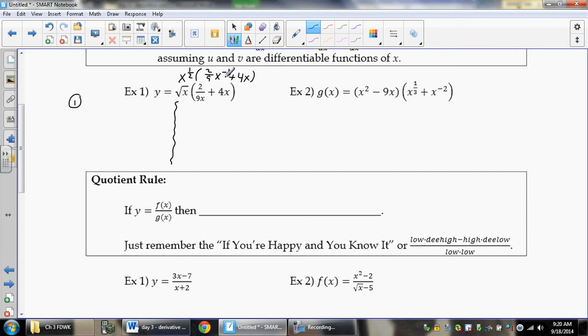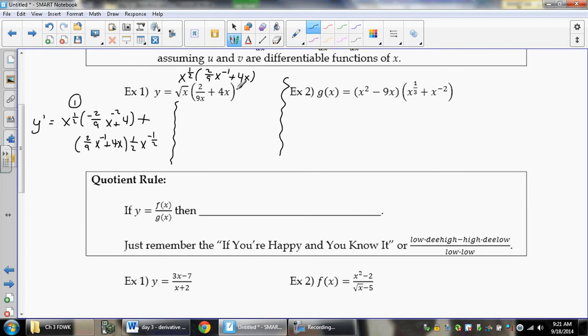Again, I want a coefficient and an exponent whenever possible. So then when I go to take the derivative here, y prime is going to be the first times the derivative of the second, and the second being everything in the parentheses. So that's going to be negative 2/9 x to the negative 2 plus 4. So there's the first times the derivative of the second plus the second times the derivative of the first. And I don't care if you distribute. You can write this down and walk away. Completely up to you.